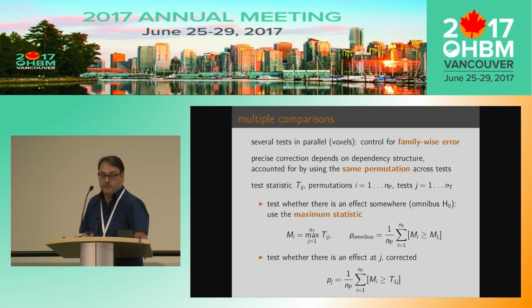Or you want to test whether there is an effect at a specific place, in a specific test, and you do this by, again, computing a p-value for this, but in this case, you're comparing the actual value in this place not with its own permutation distribution in this place, but with the maximum distribution. This way, you have a guarantee that the family-wise error is corrected.